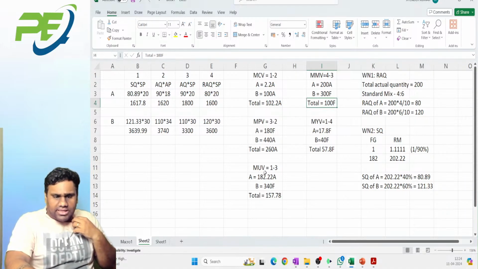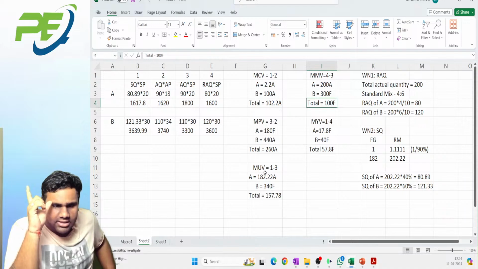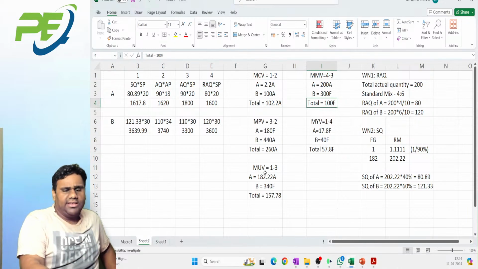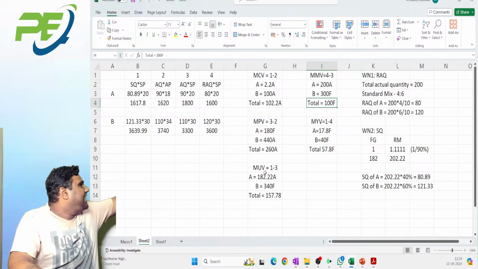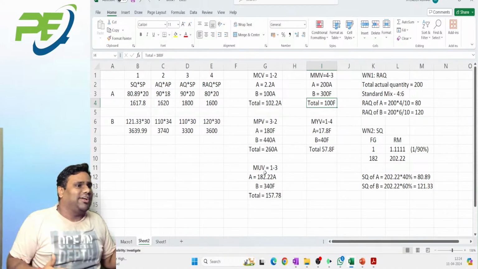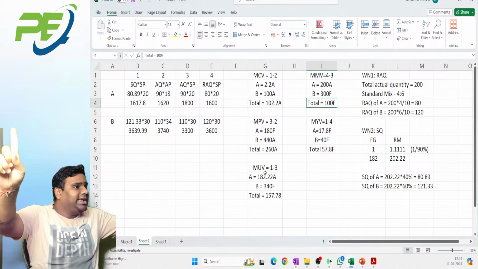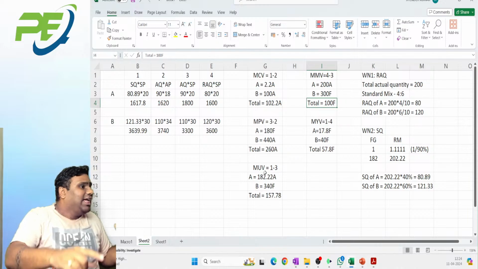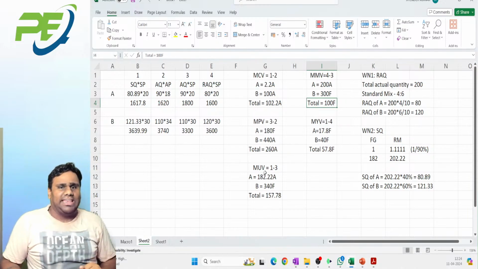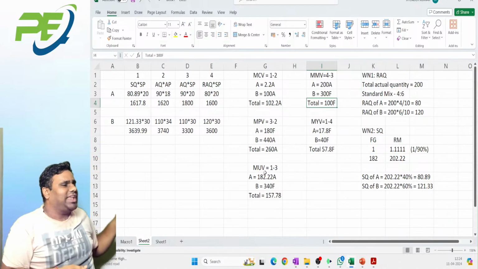Mix is favorable, no? Yes. Now let's take A. Actual quantity we have used 90 kg, but see RAQ, it is only 80. 10 kg extra we have used. And B, 120 kg is as per the standard mix, but actually we have used 110. So A we have used more, that is cheaper material. B we have used less, that is costly material. That is why your mix variance is favorable.